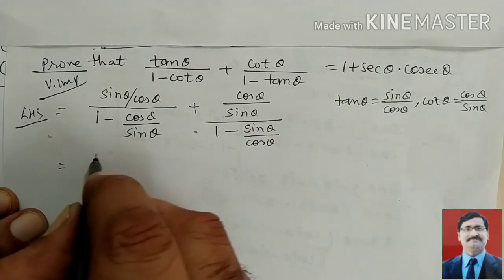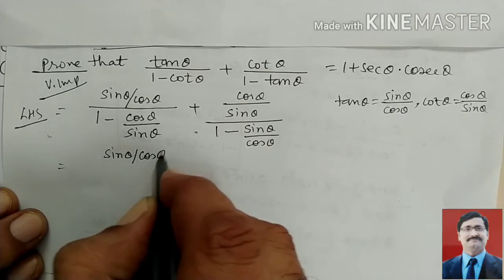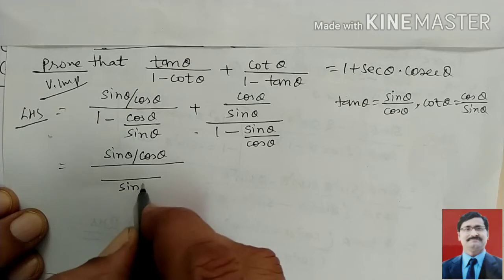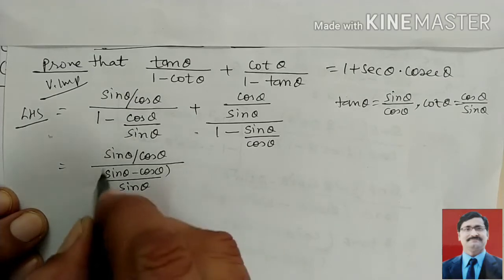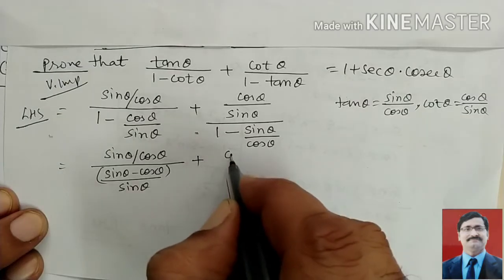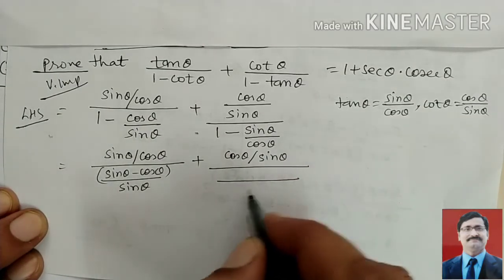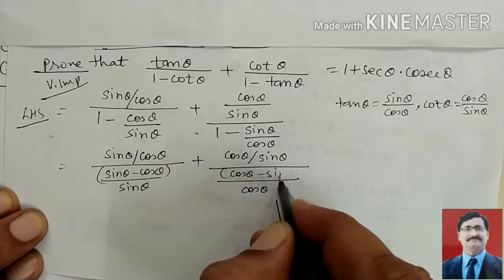Now we take LCM in the numerator, sorry, in the denominator. In the denominator you take LCM. So what is LCM here? Sine theta. So you get sine theta minus cos theta. Here also you take LCM in the denominator. You get here cos theta, so you get cos theta minus sine theta.